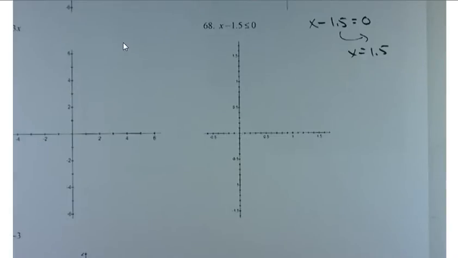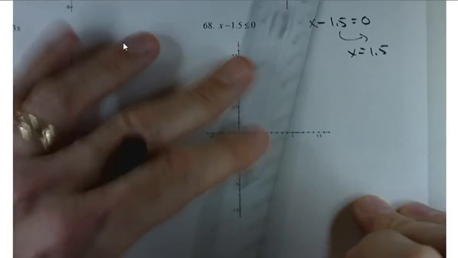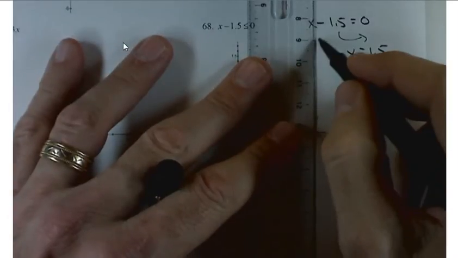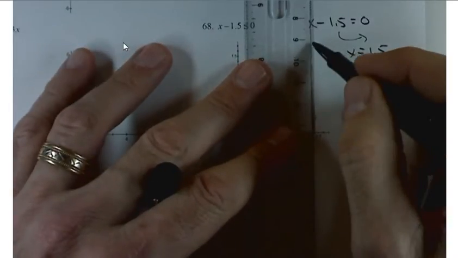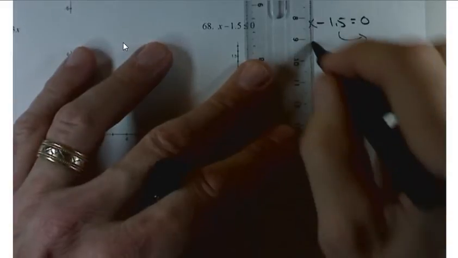Which way? Touchdown or no good? Push it to the right. Vertical. Yeah, good. It's going to be a vertical line. All right, it's going to be a vertical line at 1.5. So, solid or dashed line? Solid line.